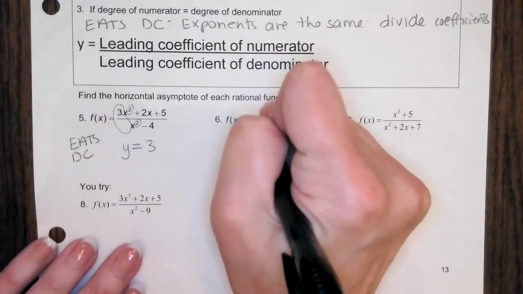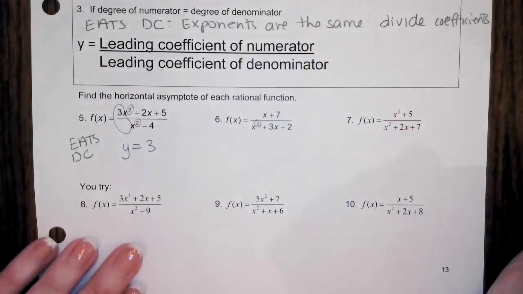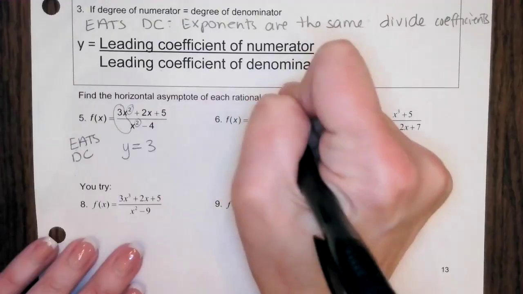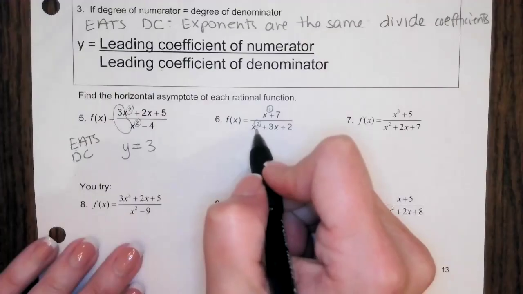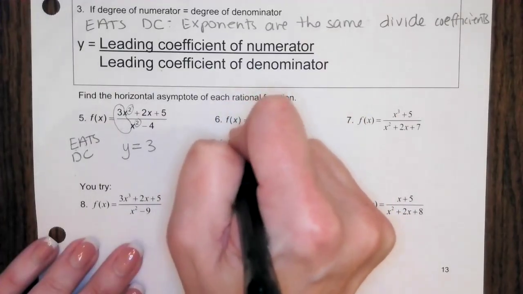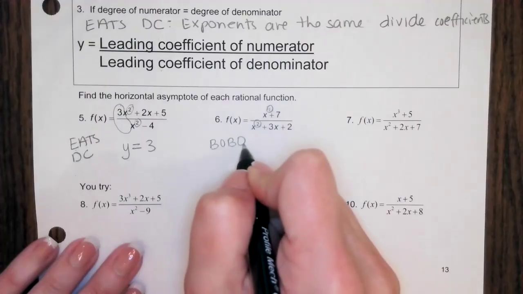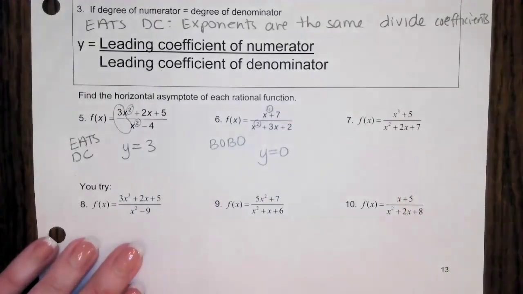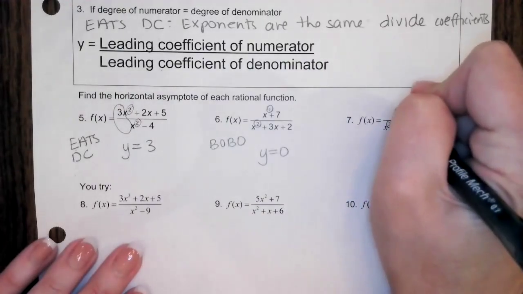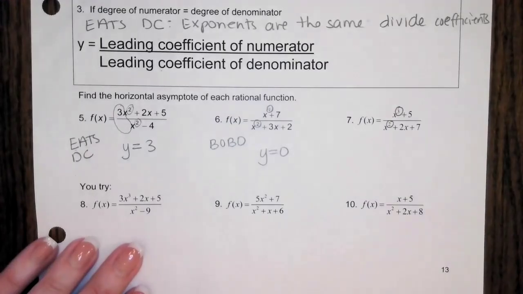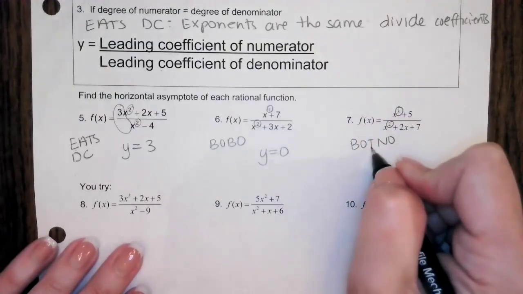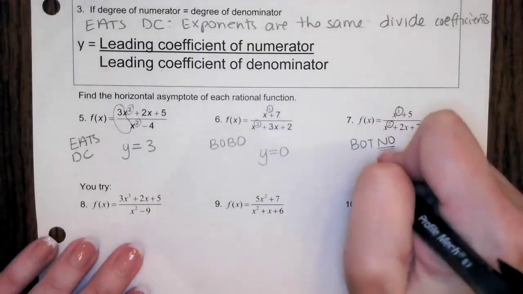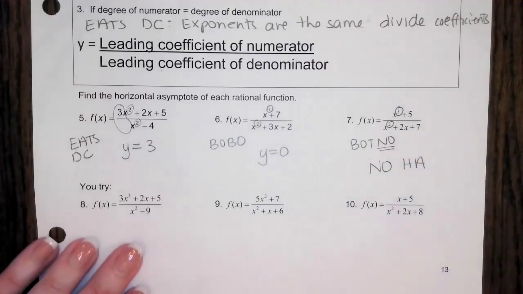All right, for our next one here, we've got a 2 in the denominator, and there's no exponent written on the top here. We know that when there's no exponent written, it is an exponent of 1. So this is bigger on the bottom. So that is BOBO. Bigger on bottom, 0. So my horizontal asymptote is y equals 0. And then for our third one here, we've got a 2 in the denominator and a 3 in the numerator. So this is BOTN. Bigger on top, no horizontal asymptote. So we would write no horizontal asymptote.